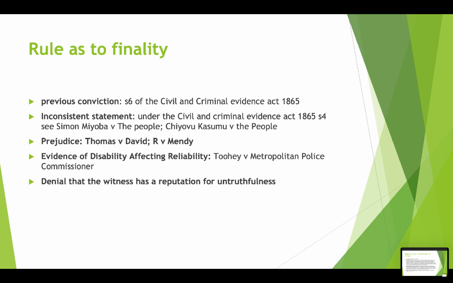The fifth exception is denial of reputation for untruthfulness. If a witness denies having a reputation for untruthfulness, evidence may be called to contradict this. However, specific acts of dishonesty cannot be proved, only general reputation for dishonesty.